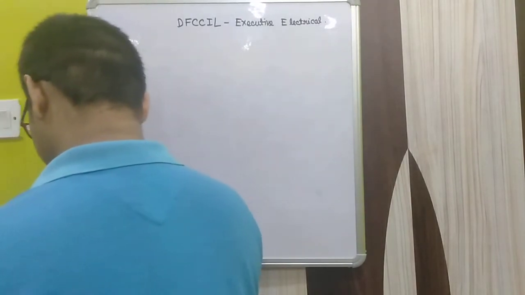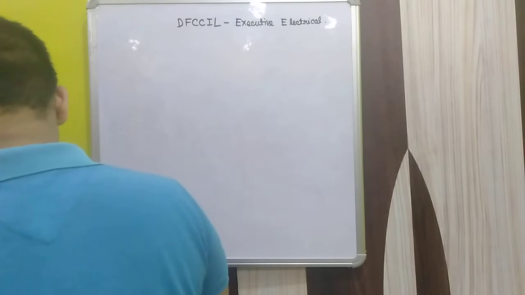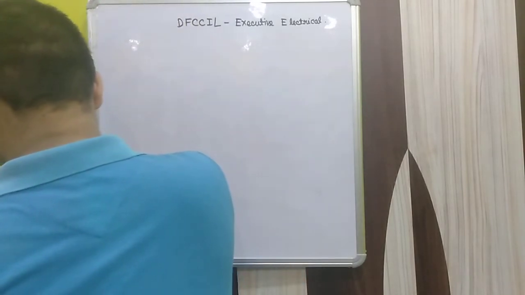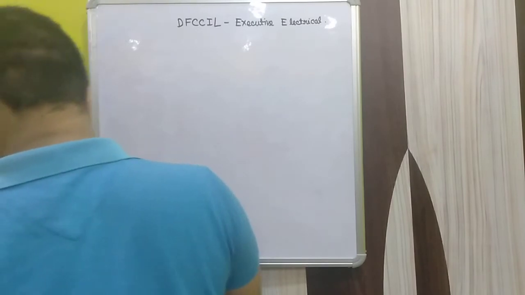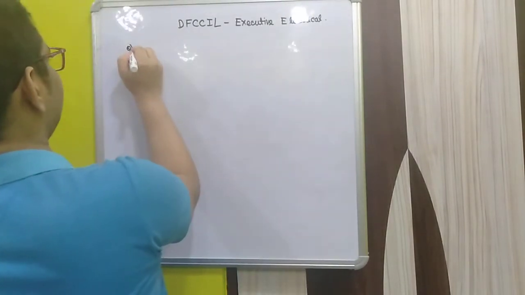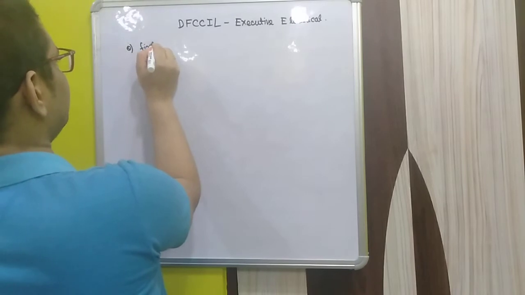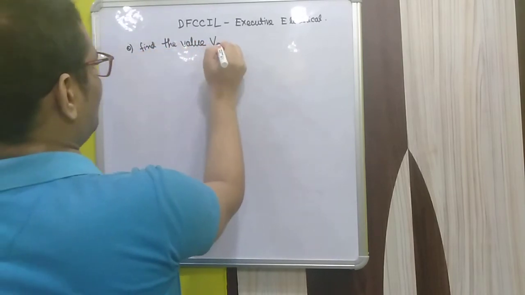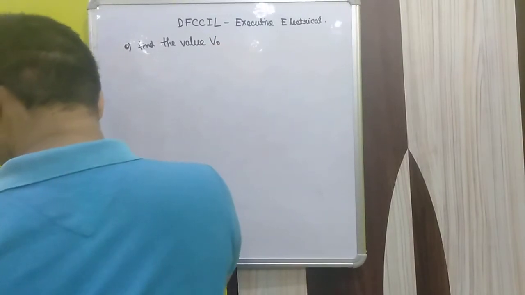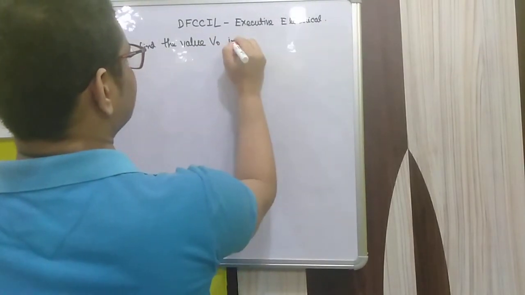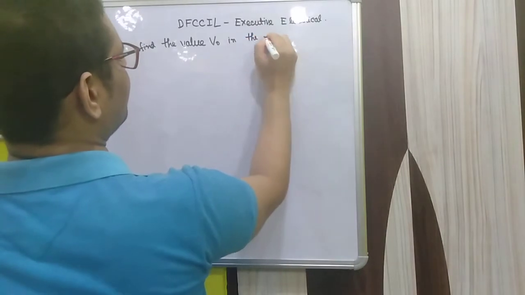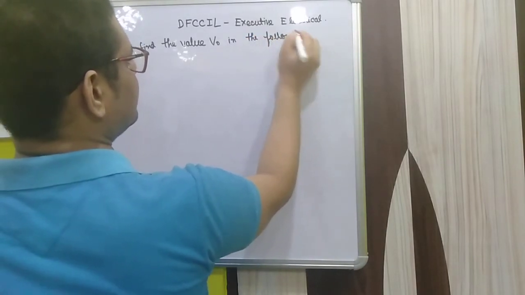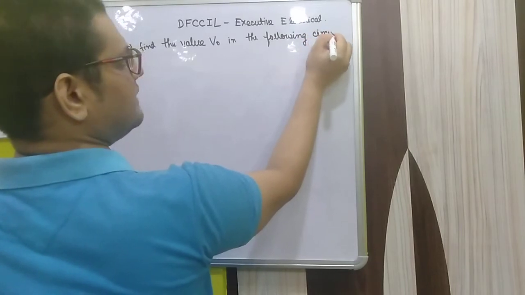So the next question is: find the value of V naught in the following circuit. We have to calculate the voltage. The circuit is given in the examination.